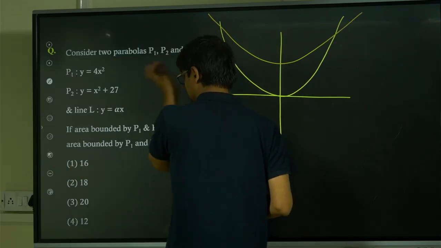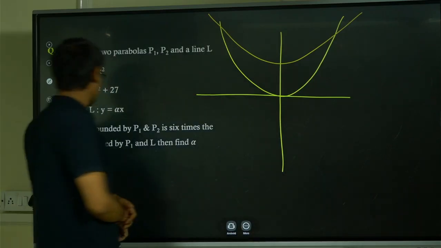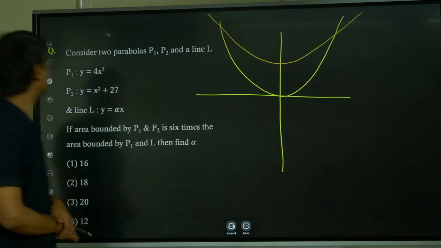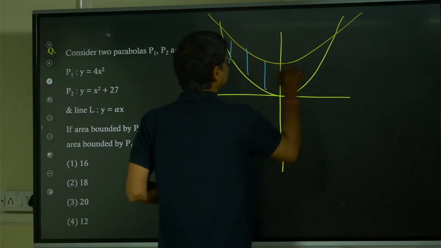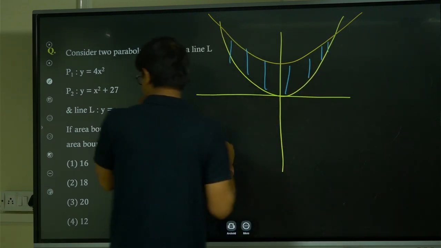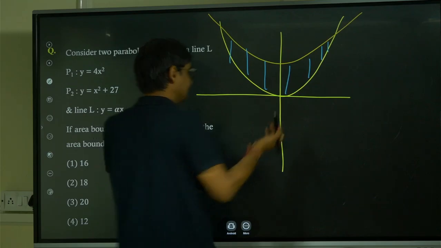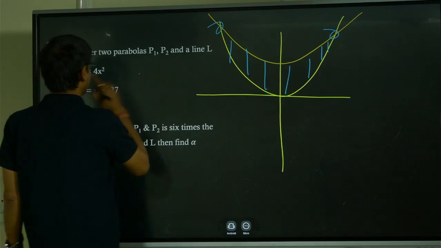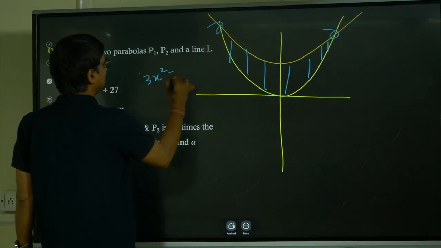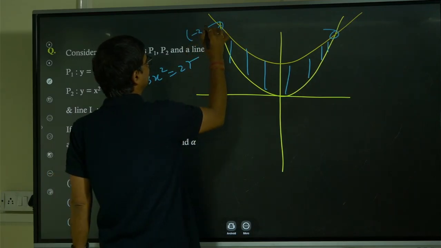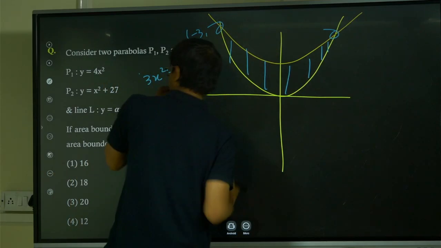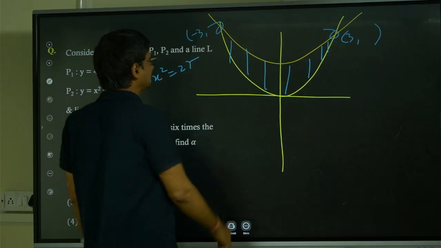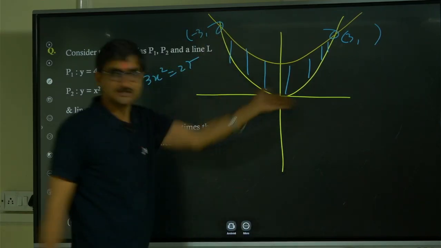And the line is y is equal to alpha x. If the area bounded by P1 and P2 is 6 times the area bounded by P1 and L, we can get it. We need to get just these points. So 4x square is equal to x square plus 27, 3x square is equal to 27. So the points are minus 3 comma whatever, and 3 comma something. So minus 3 to 3, we got it.